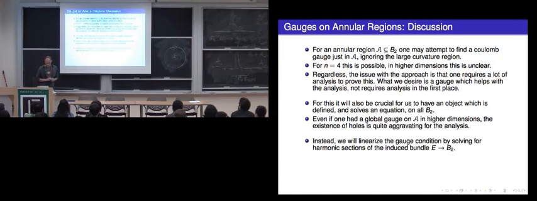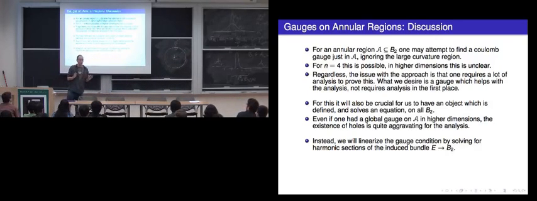So instead, what I'm going to do is the following. We're going to basically linearize the Coulomb gauge condition. We've got this vector bundle sitting over this whole ball, and this vector bundle is equipped with a metric connection. That means, in particular, I can make sense of things like harmonic sections with respect to that connection. If you think for a little bit, this is like a linearization of the Coulomb gauge condition.